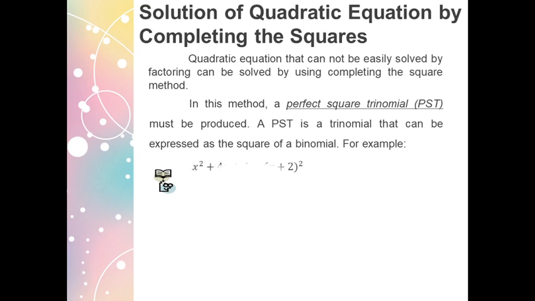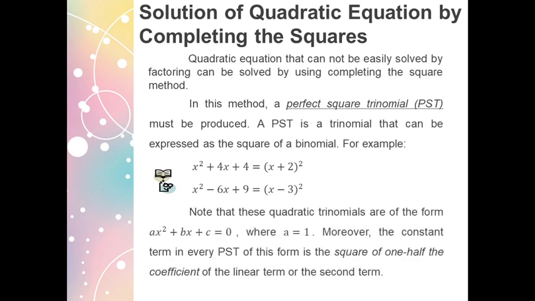For example, x squared plus 4x plus 4 is equal to the square of x plus 2. x squared minus 6x plus 9 is equal to the square of x minus 3. Note that these quadratic trinomials are of the form ax squared plus bx plus c is equal to 0, where a is equal to 1. Moreover, the constant term in every PST of this form is the square of 1/2 of the coefficient of the linear term or the second term.